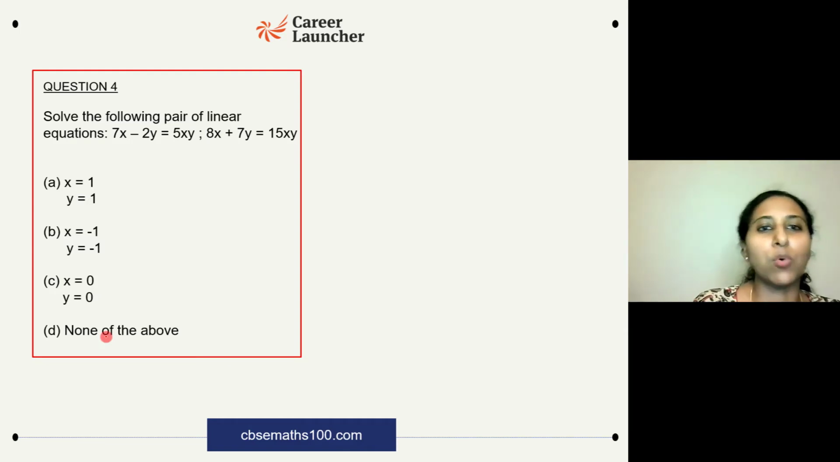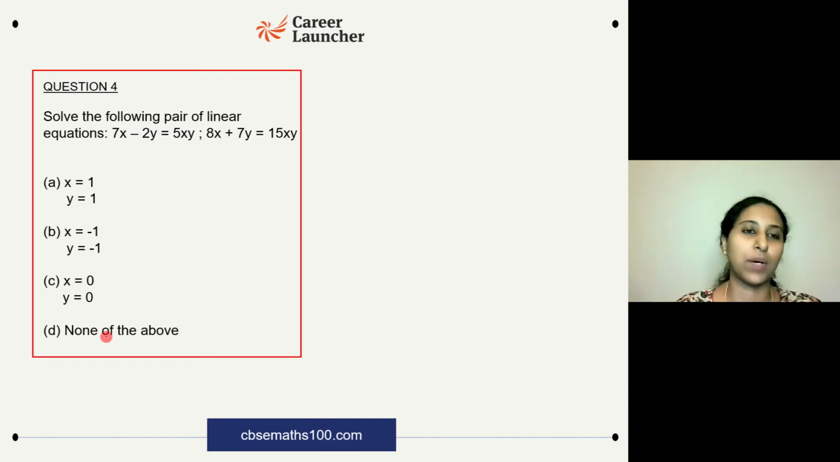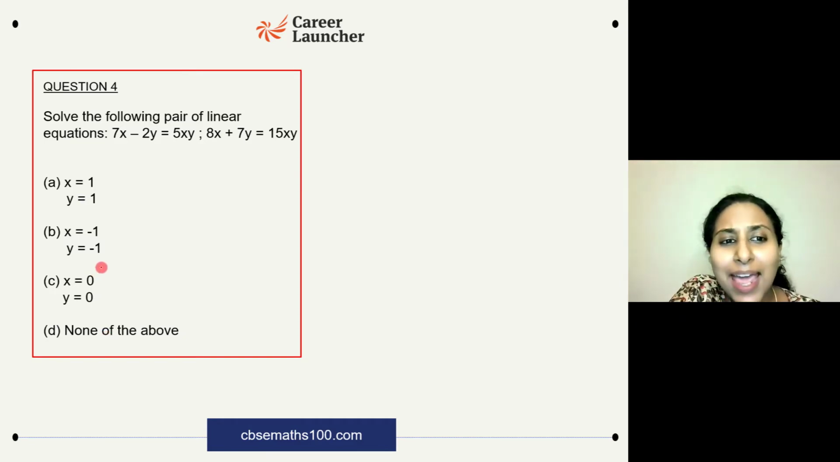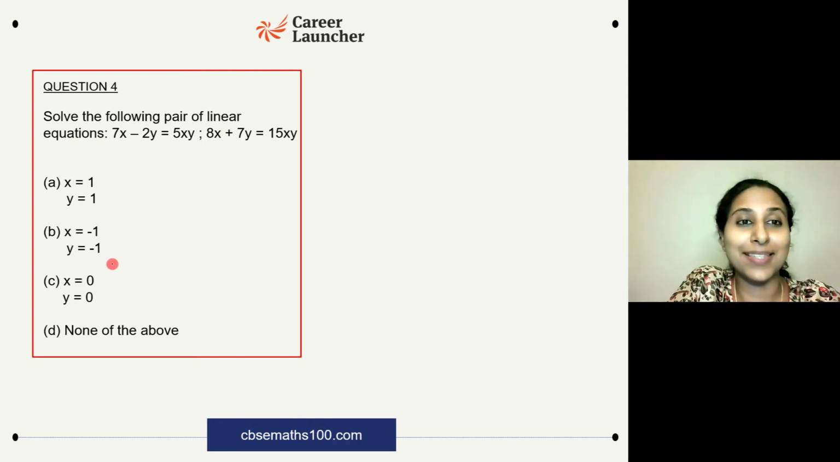Okay, next question. Solve the following pair of linear equations. 7x minus 2y equals 5xy. 8x plus 7y equals 15xy. And we have certain answer options given. If you look at the answer choices over here, you have x equals 1, y equals 1; x equals -1, y equals -1; x equals 0, y equals 0, which are quite easy, simple numbers to substitute. You could actually check by options in this case.